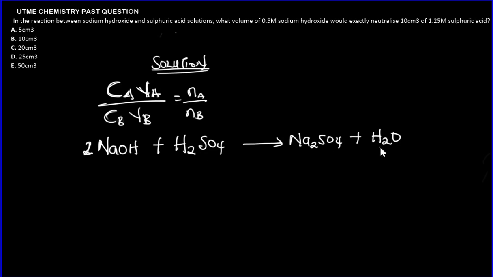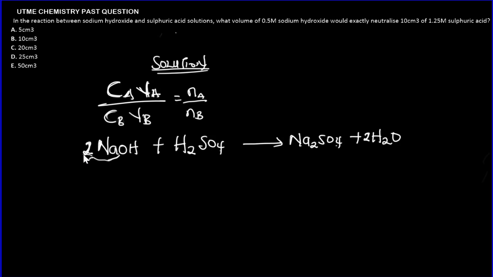Hydrogen is 4 here, and here hydrogen is 2, so we add 2 here. So hydrogen is 4 here and 4 here. Hydrogen is balanced. Is oxygen balanced? Oxygen is 6 here, and this is 4 plus 2, that's 6. So oxygen is balanced. So the equation is balanced.